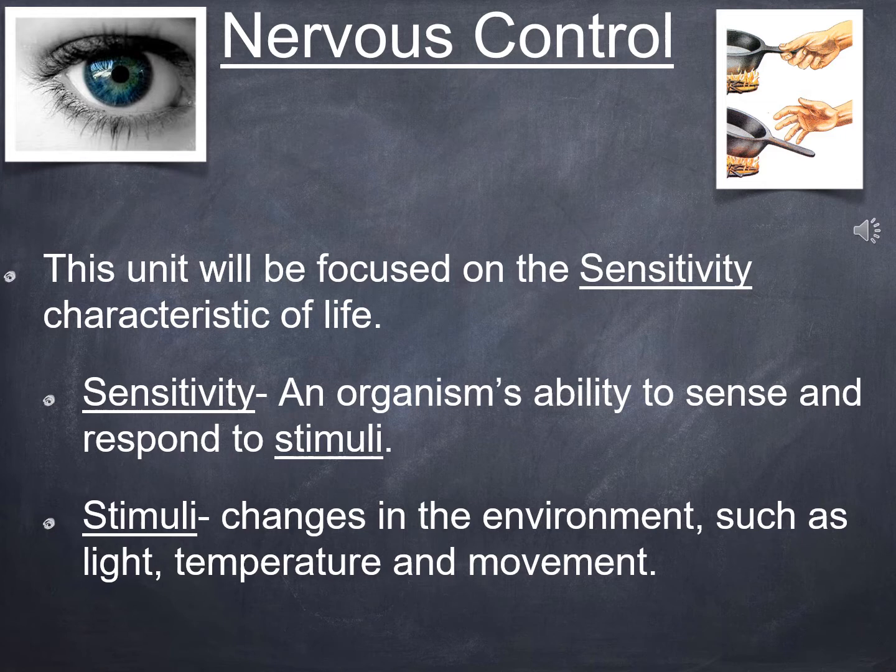And nervous control also refers to our ability to respond to them. That also includes a middle step found in your central nervous system, which we'll get to in a few minutes. So we have to be able to take in information, process it, that's the middle step, and then come up with a response.